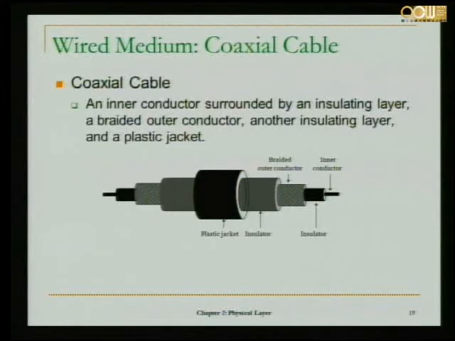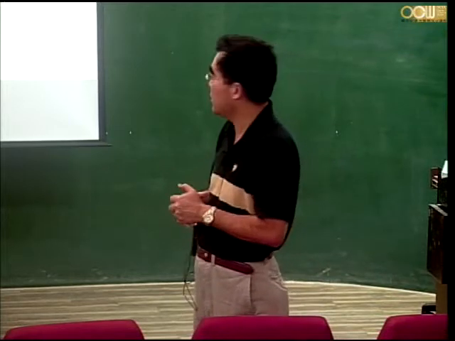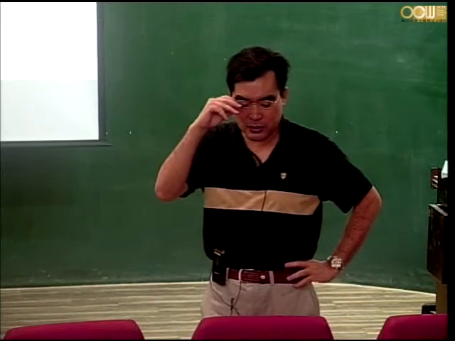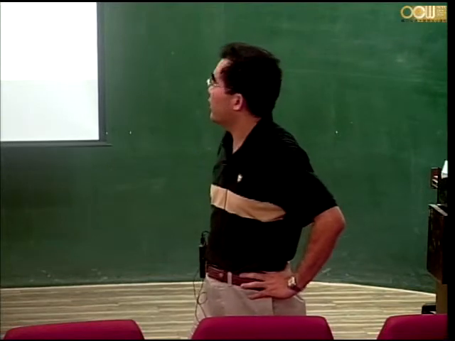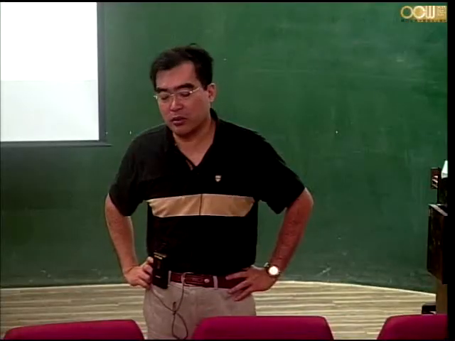Compared to the twisted pair, another wire media is the coaxial cable, and it usually is more expensive and provides better quality than the twisted pair. If the twisted pair is good for several hundred meters, or at most several kilometers, then the coaxial cable can go several tens of kilometers.